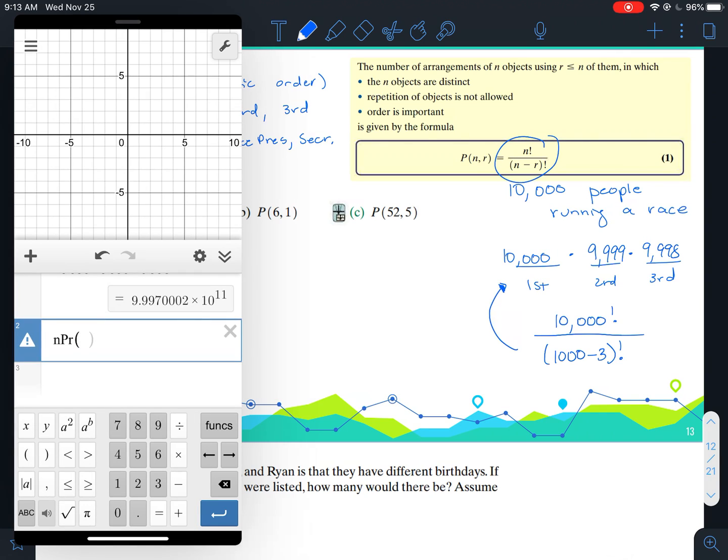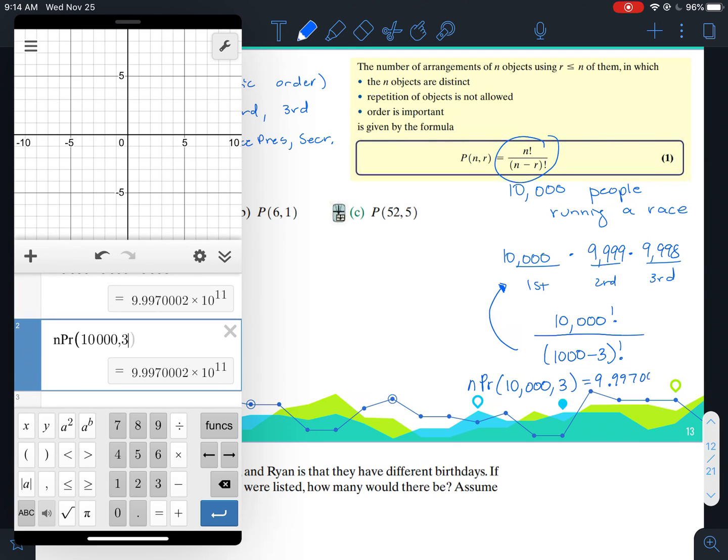In this problem, it would be nPr, and then we're going to do 10,000, and then we're going to select 3 people from that. So 10,000 and then comma 3. And notice it's the exact same answer from up above when we just multiplied it out. So this is 9.9970002 times 10 to the 11th power. So I could move that decimal point 11 places to the right, and that's how many different ways somebody could finish first, second, and third place from that race.